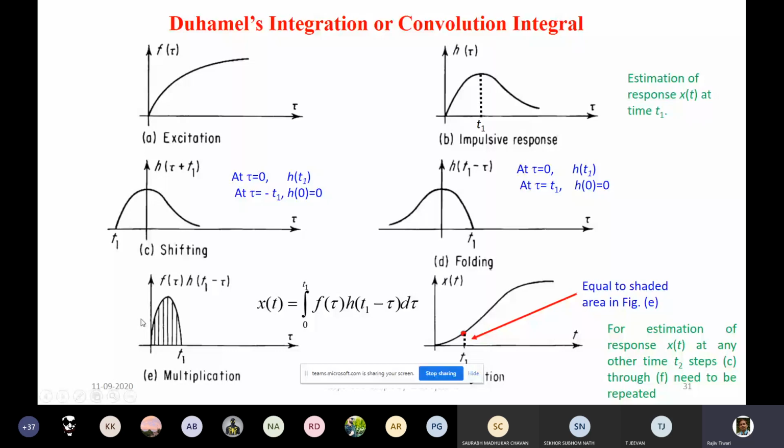If you want to find out the response at some other time, again we need to repeat the process. We need to shift by t2, then change this, then multiply this with that, and again we'll find another area, so that will give us the response at some other time t2. So like that, the response can be obtained for this force using the impulse response function, which is graphically represented using the convolution integral.